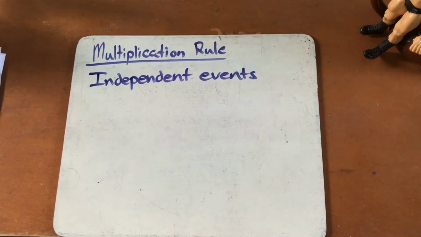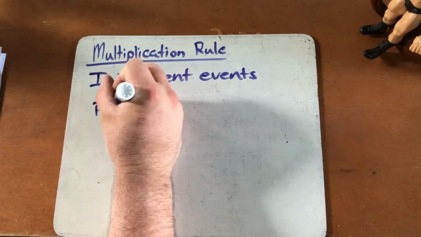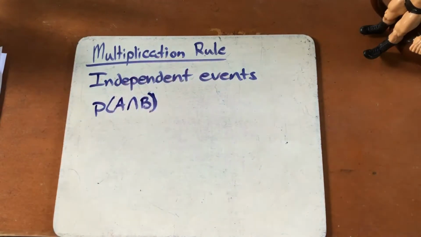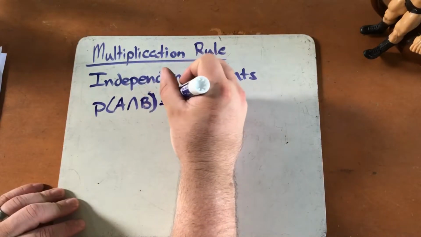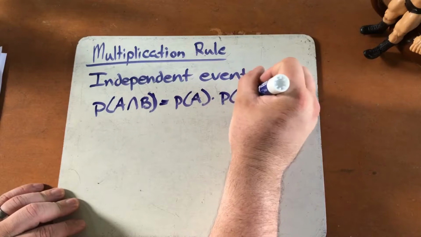Now, in the video for independence, we talked about the difference between independent events and dependent events. If the events are independent, then the probability of the intersection of A and B is equal to the probability of A times the probability of B.